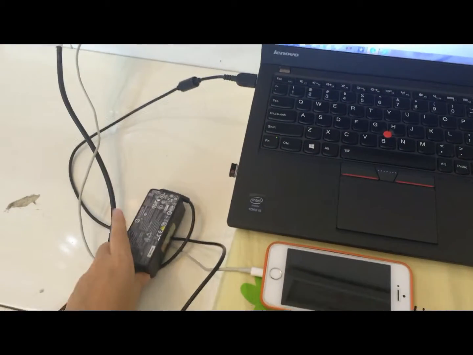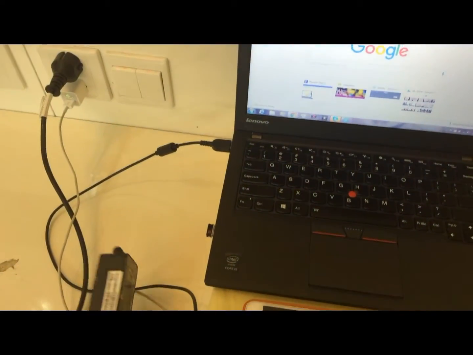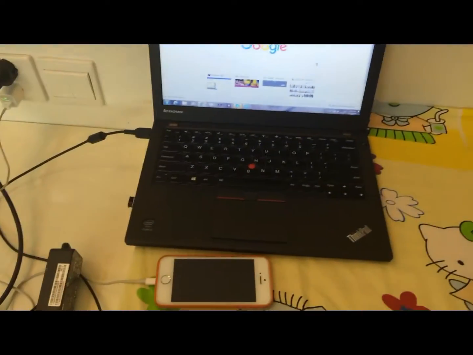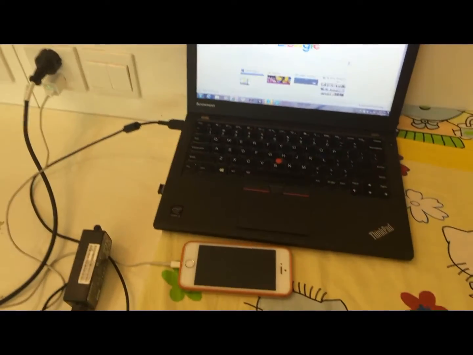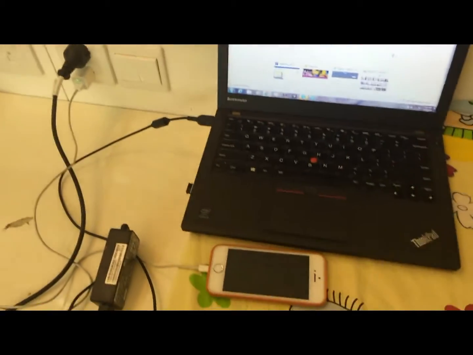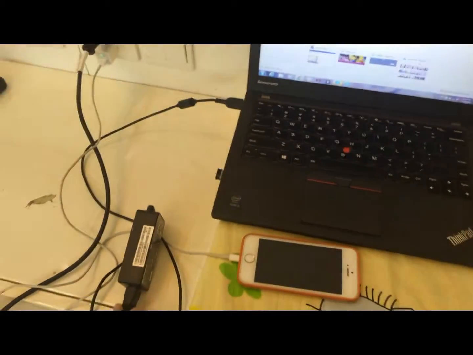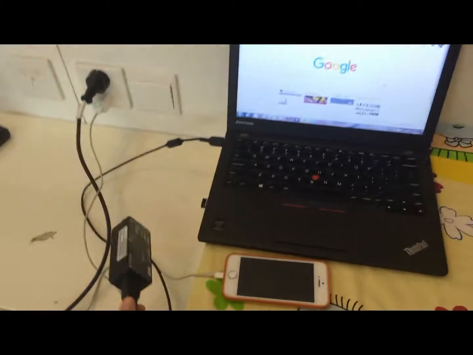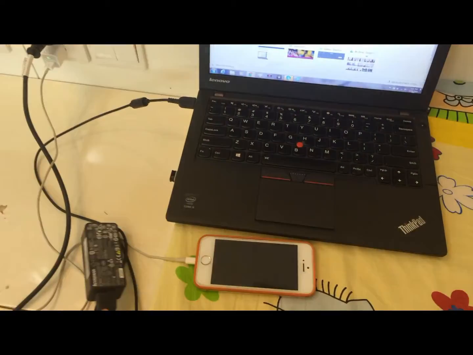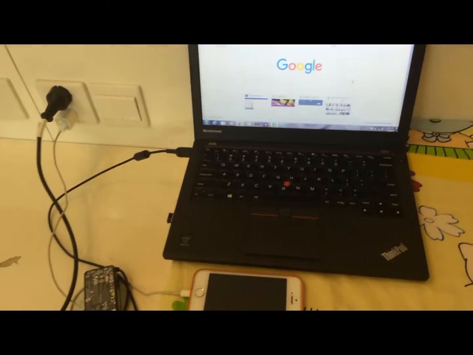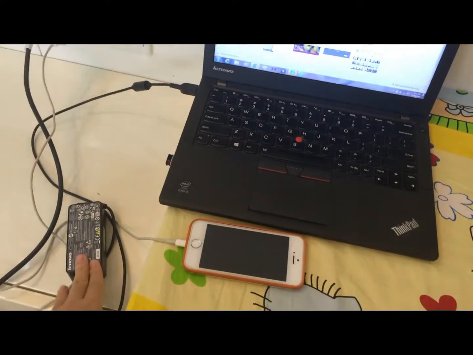So the black charger has more voltage than the white one. Because the laptop is bigger than the phone, of course it needs more electric energy, so the charger should have more voltage than the phone's, because the phone needs less energy than the laptop. So this has more voltage than the white one.